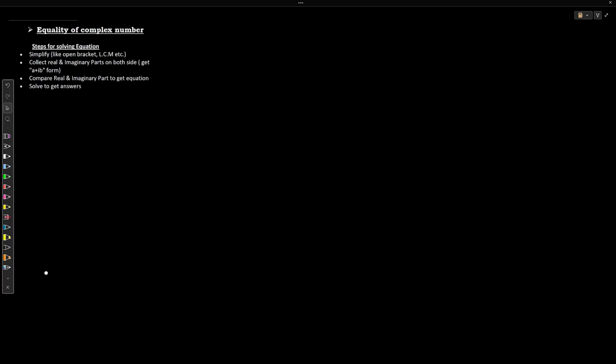Today's first topic is equality of complex numbers. To compare complex numbers, we have to compare real parts and imaginary parts. That is a simple concept, but when we have to solve equations in terms of x and y, we should follow these types of steps. We can say this is the first step for solving actual complex equations. Okay? Let's do a few questions so we understand more.